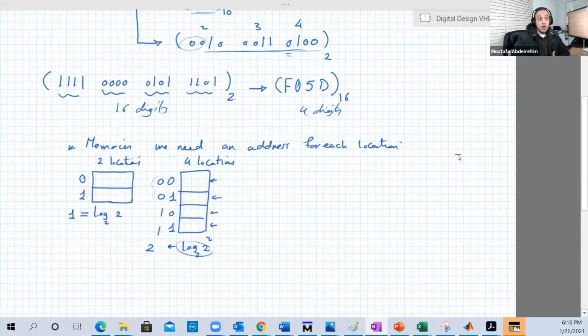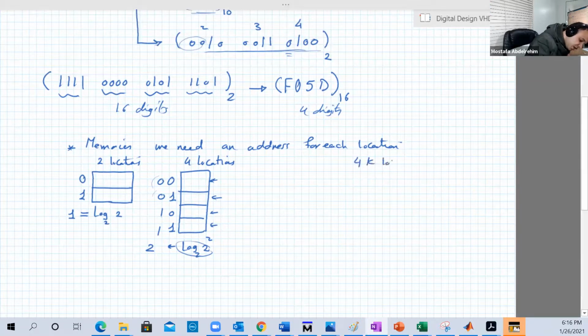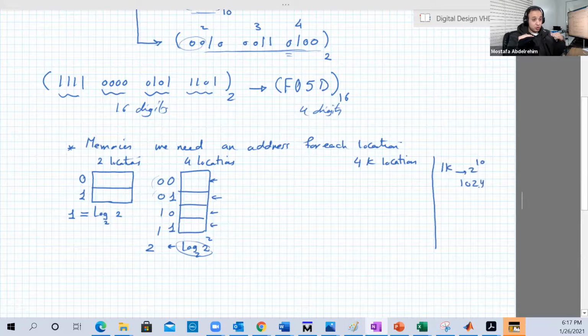Now, how about if you have 4K locations? And 4K is not 4,000. Okay, in binary, 4K is different. It's approximately 4,000, but let's see how. So on a side here, 1K first in binary is actually 2 to the power 10, which is 1024. If we convert 2 to the power 10 to decimal, it will be 1024.